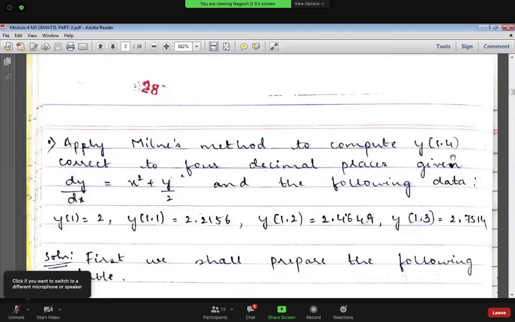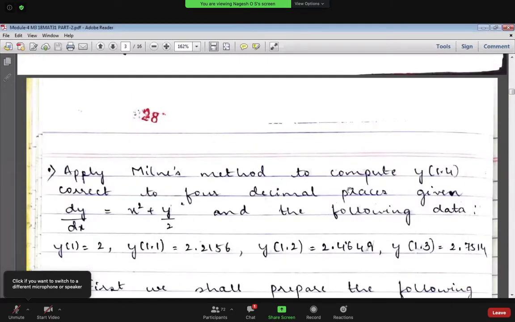Okay, this is the problem. Apply Milne's method to compute y of 1.4 correct to 4 decimal places given dy by dx equal to x square plus y by 2 and the following data: y of 1 equal to 2, y of 1.1 equal to 2.2156, y of 1.2 equal to 2.4649, y of 1.3 equal to 2.7514. This is the complete problem. Milne's and Adams-Bashforth methods both are almost similar.